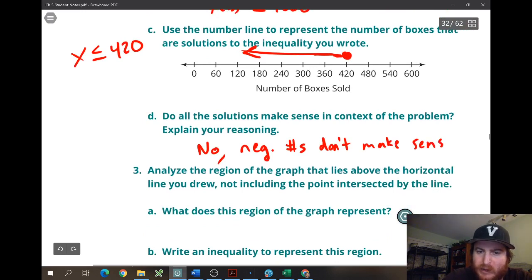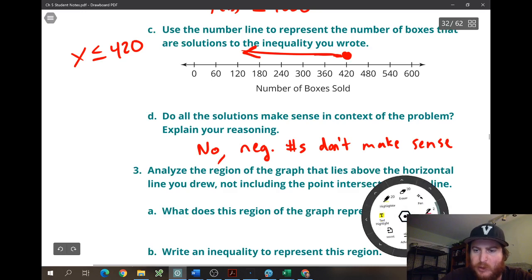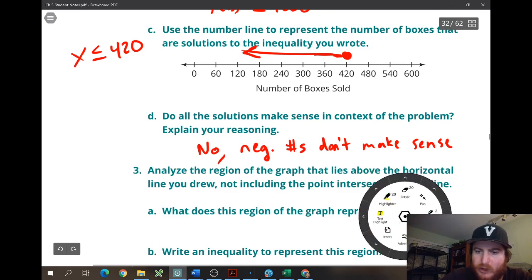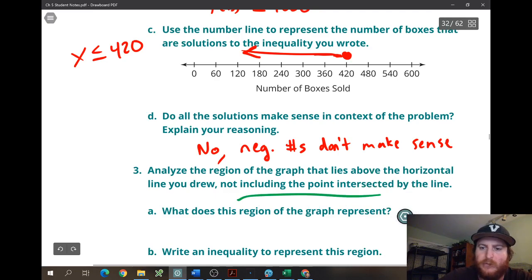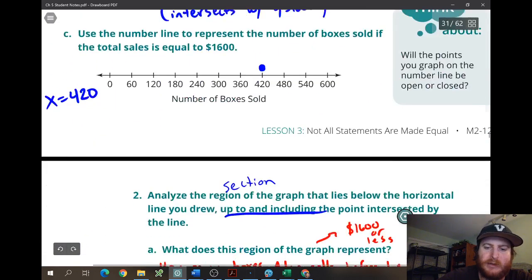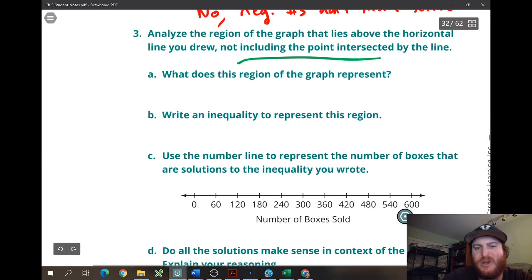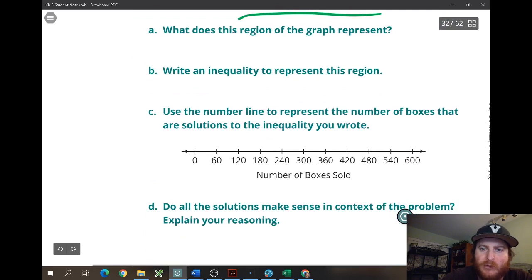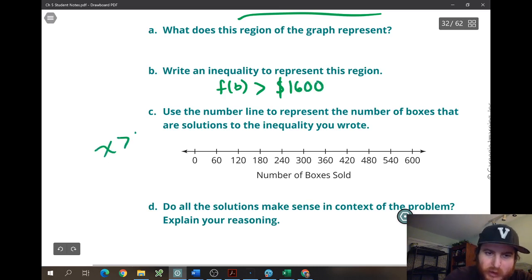So next we're asked to analyze the region of the graph that lies above the horizontal line that we drew. And this time it says not including, okay, not including the point. So not including that intersection, but up above. So I'm not going to circle the point, and I'm just going to circle what's above the region. This is when he's made more than $1,600, and that would be after he sells more than 420 boxes. So what does this represent? We just kind of talked about it. Write an inequality. So f of b would be more than $1,600. And we said that happens when x is more than 420. So he sells more than 420 boxes, he's going to make more than $1,600.